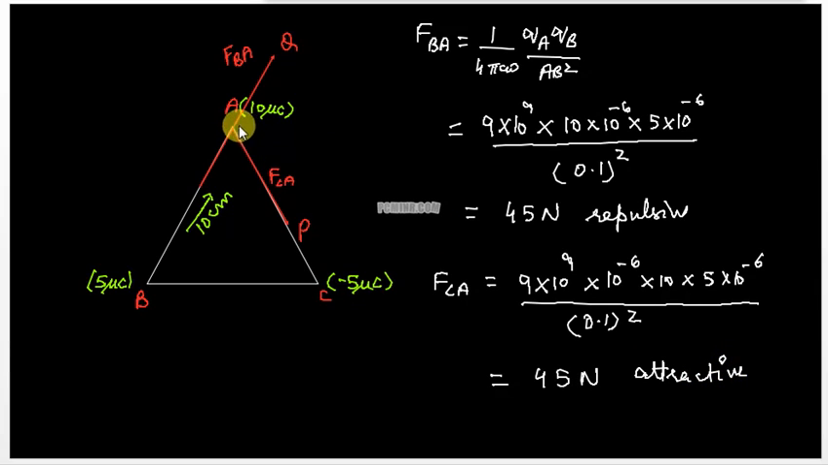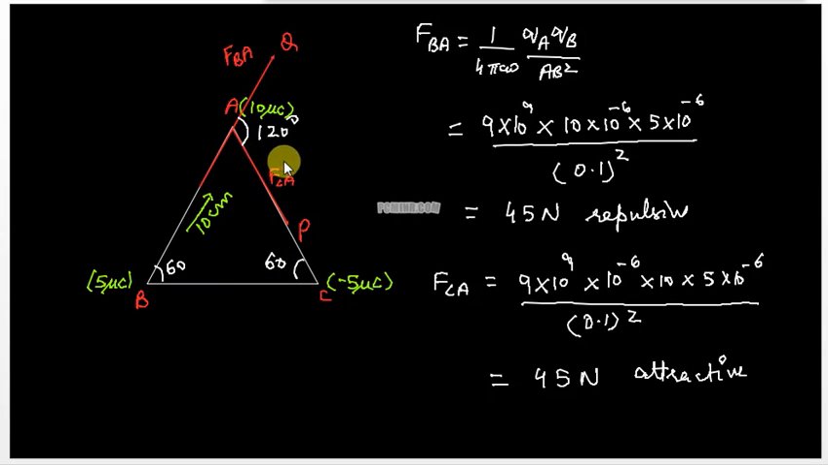Now these two forces are inclined to each other at an angle of 120 degrees because this is an equilateral triangle, and the exterior angle is going to be equal to the sum of opposite interior angles, and each angle in an equilateral triangle is 60. So therefore the sum of these two is 120. So this angle is 120.